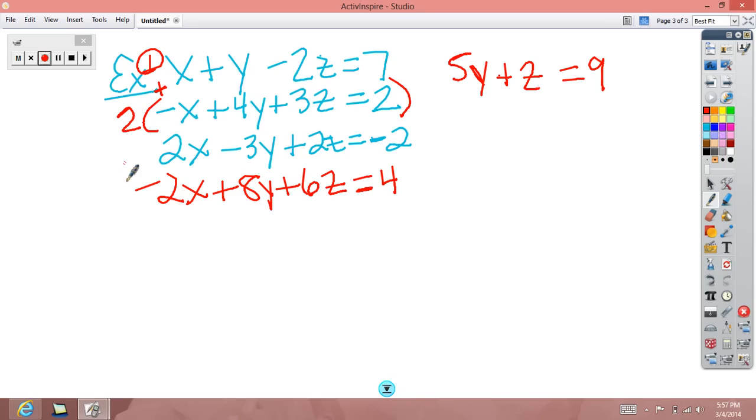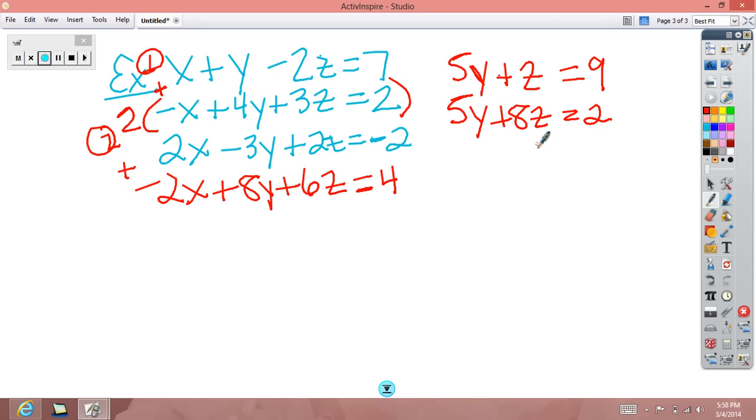So now when I add, and again, this is the second thing I did, so it might help here. We did this step first, this step second. I add these together, those cancel. Negative 3 plus 8y gives me 5y. 2z plus 6z gives me 8z. Negative 2 plus 4 gives me 2. And so now I'm left with this two variable system of equations, which I can solve much easier, similar to what we did in the last example.